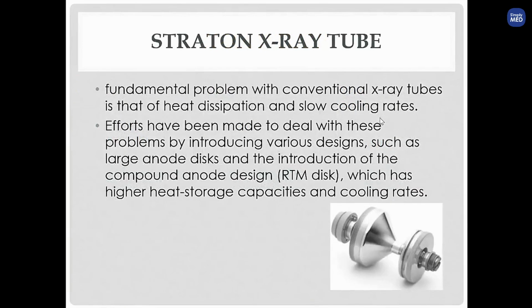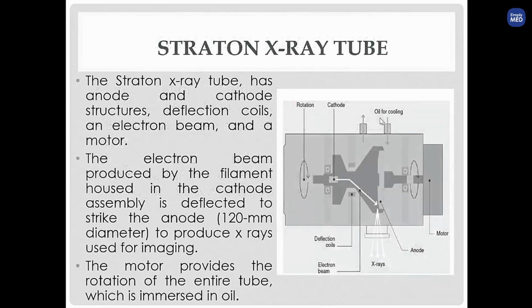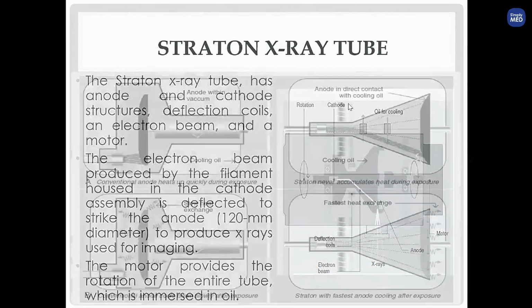So nowadays we have something called a Straton X-ray tube. The main problem with the conventional X-ray tube is that heat dissipation is a little difficult and the cooling rate is slow. So this has been replaced by the Straton X-ray tube. This is how your Straton X-ray tube will be.